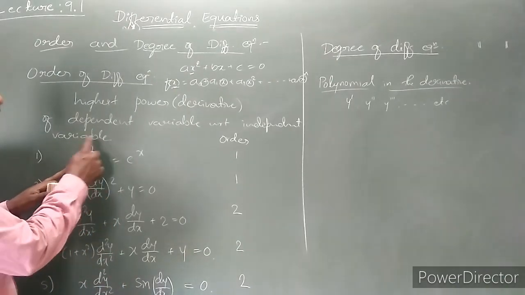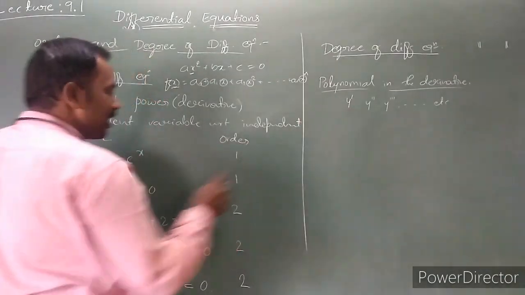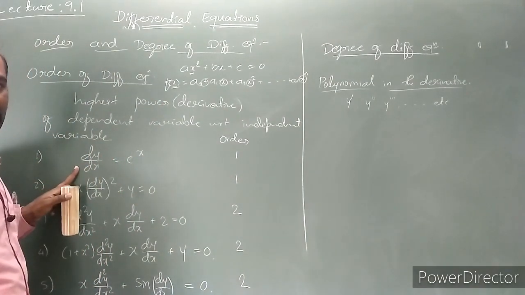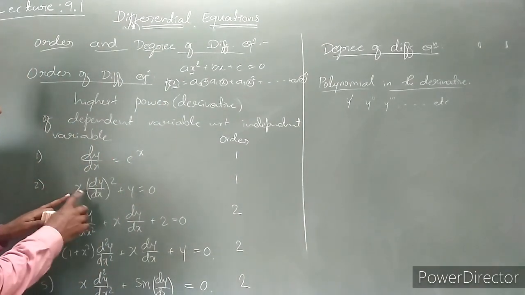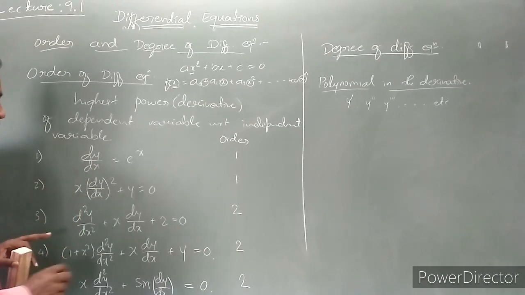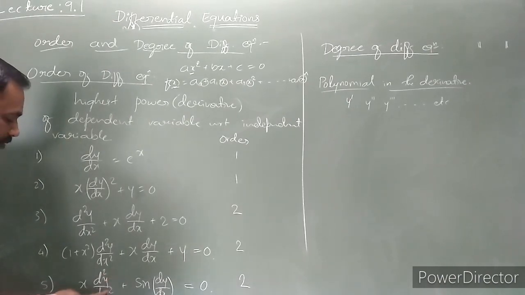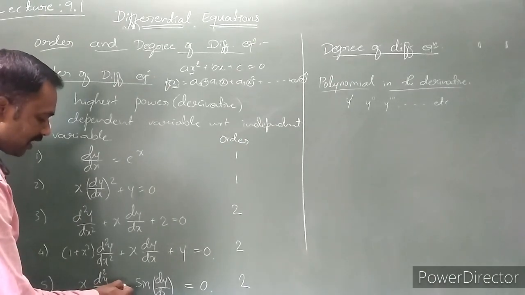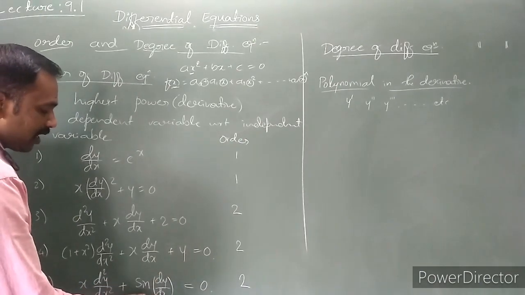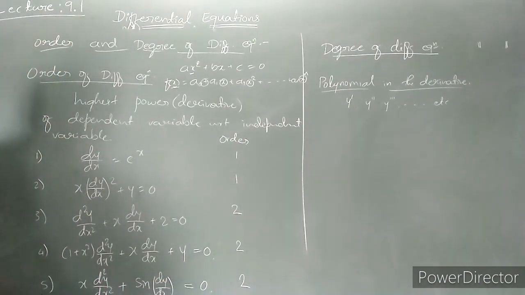That means dy by dx, which means y dash, is equal to e power x. Obviously, we can write x into dy by dx as well. So these are all the first four equations. There is no problem at all. Come to the fifth example. What is the fifth example? It is x into d square y by dx square plus sine of dy by dx is equal to 0.